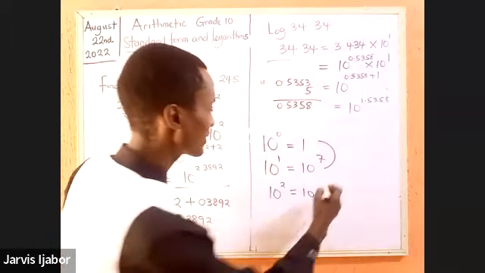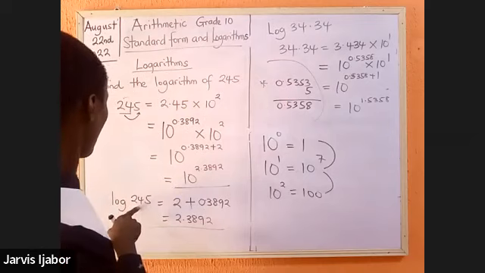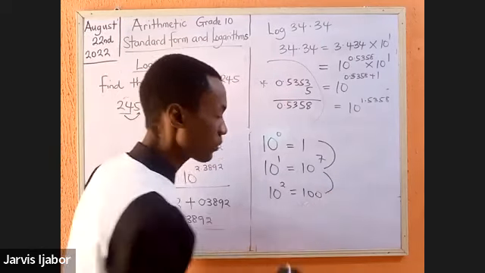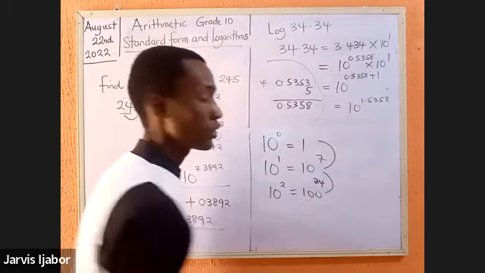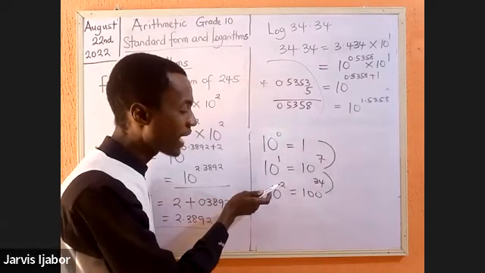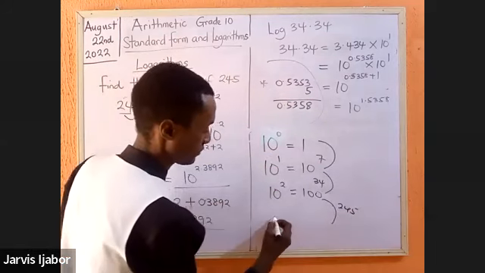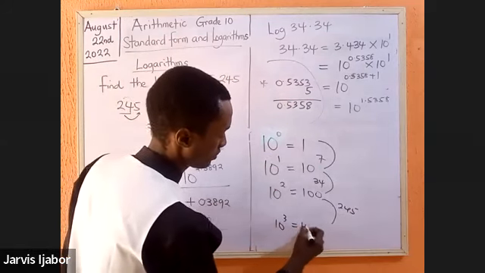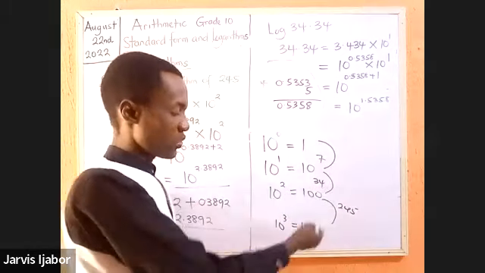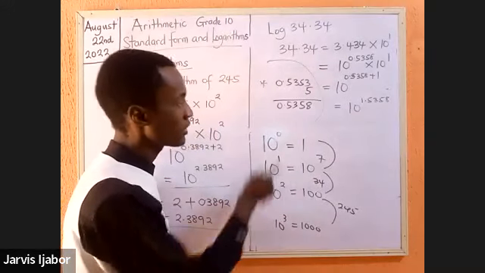If I have a number like, let's say, 34, you discover that the logarithm will be a number between 1 and 3. Now, if I have a number like 245, you see that 245 is between 100 and 1000. So you see that the logarithm must fall between 2 and 3.